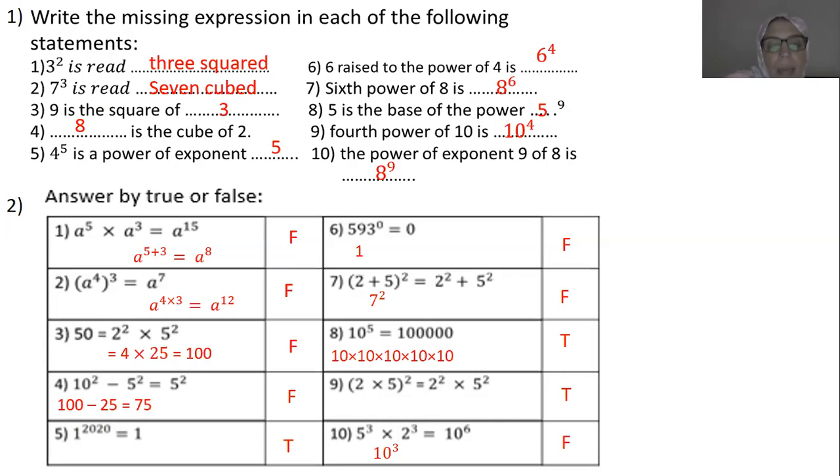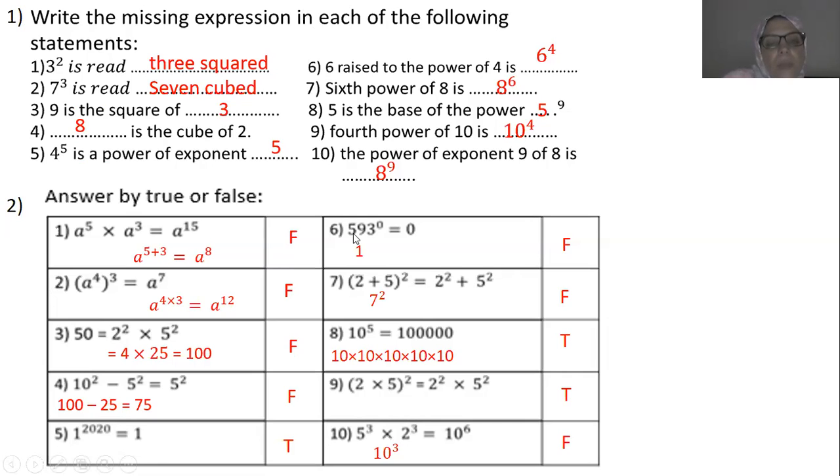See how I am interpreting my choice? Now, 1 to the power 2020. Let's look at the last one, which is 1 to the power 2020. Is it equal to 1? Of course, yes. Why? Because we said 1 to any exponent always gives me 1.